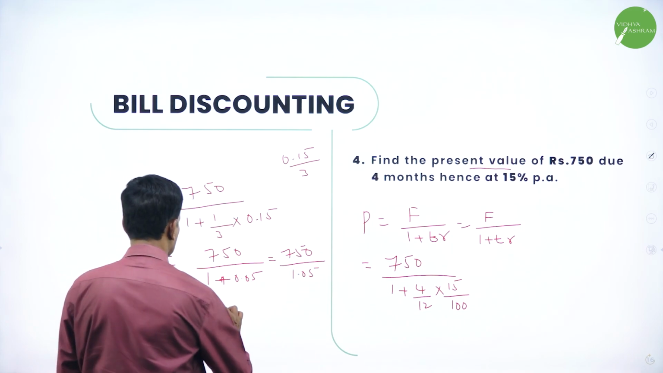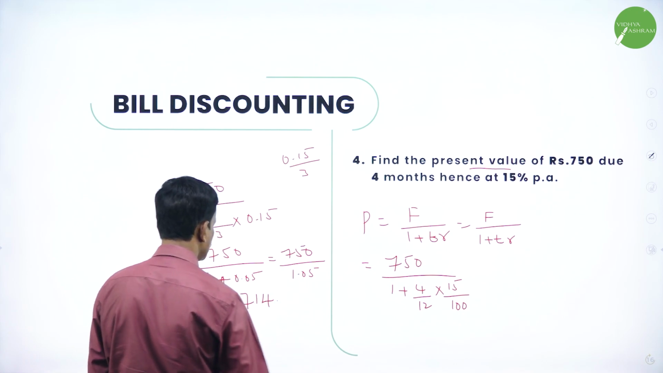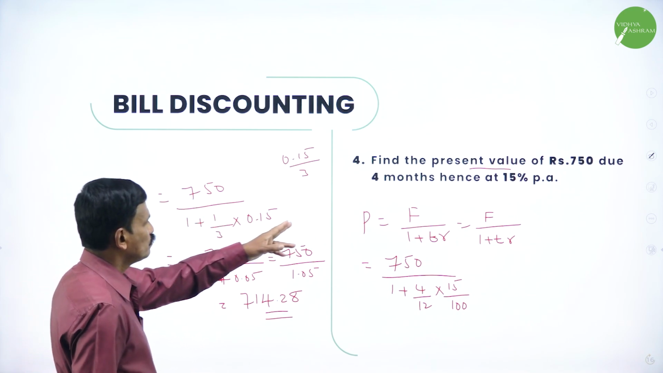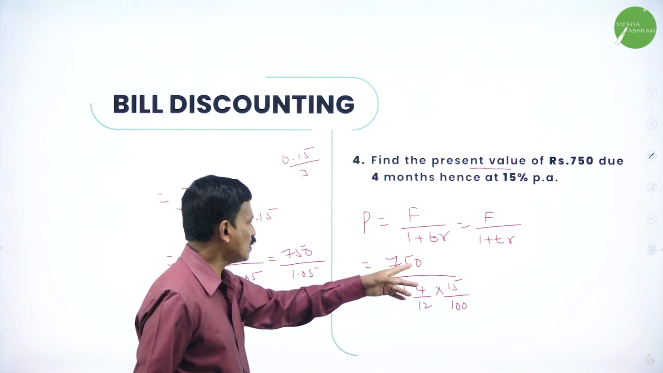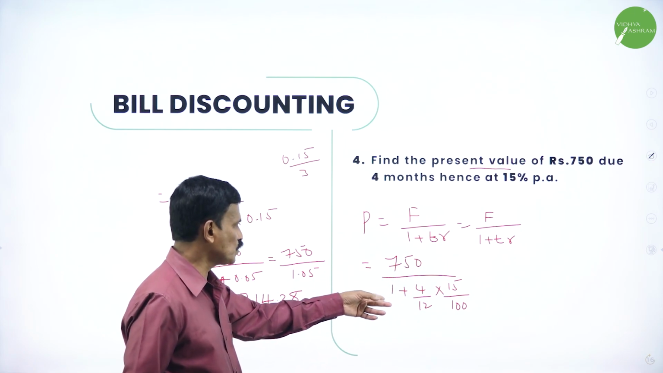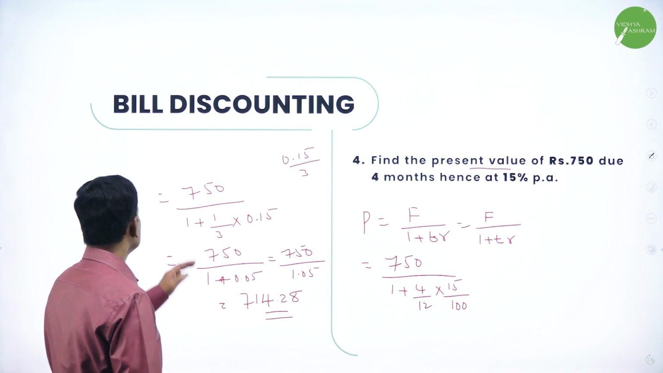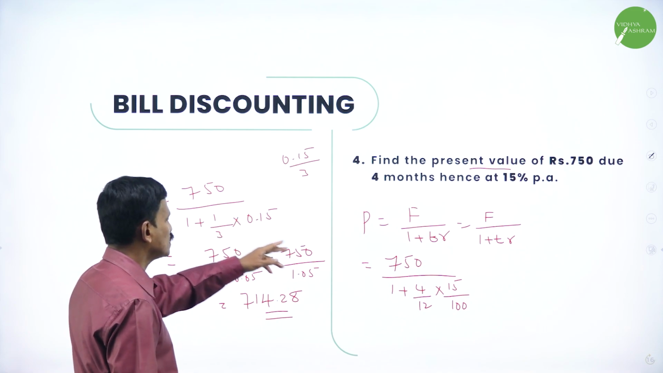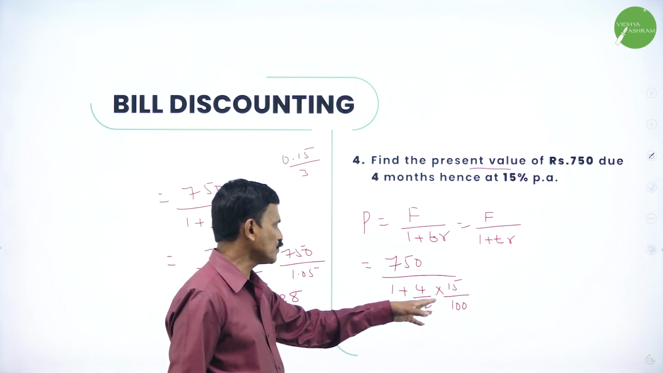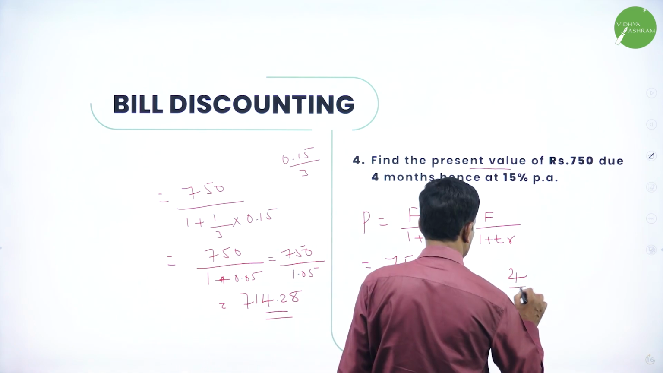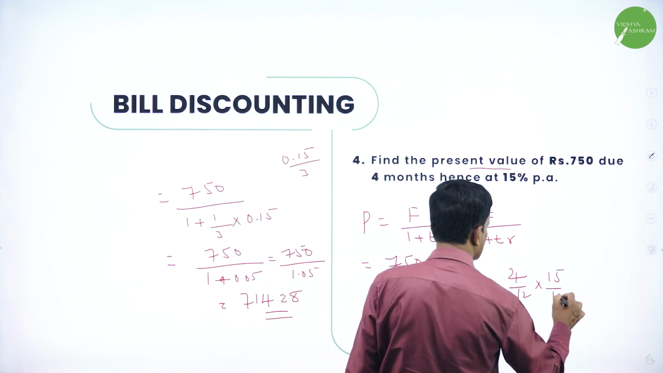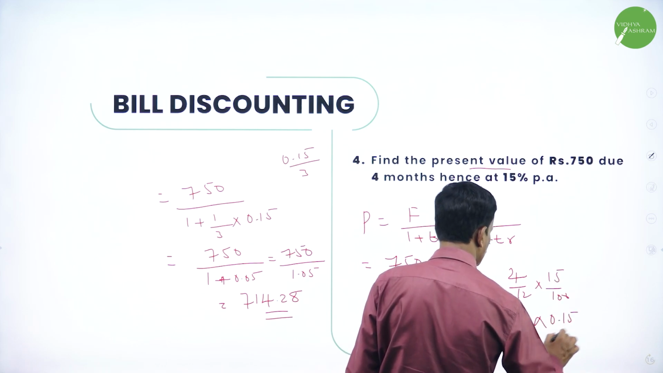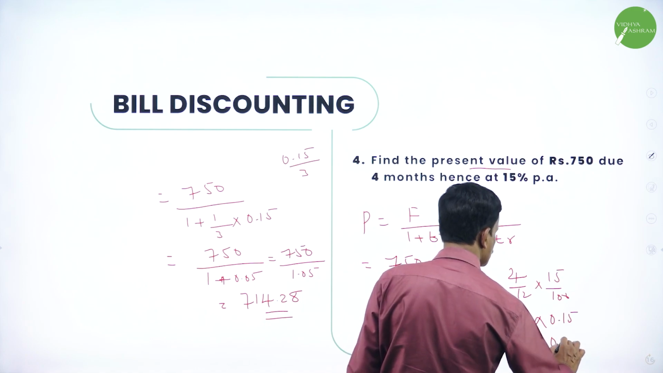Divide it. This is equal to 714 point. That's all. See, very simple. So P is equal to F divided by 1 plus T into R. F is 750 divided by 1 plus 4 by 12 into 15 by 100. 15 by 100 is nothing but 0.15. So this is 4 by 12 into 15 by 100, 4 ones are 4, 3 threes are 15 by 100 is 0.15. If you divide, what you will get? 0.05. That's it.